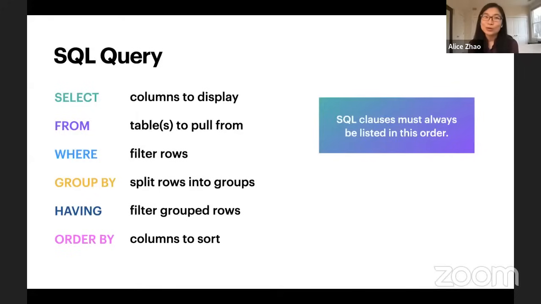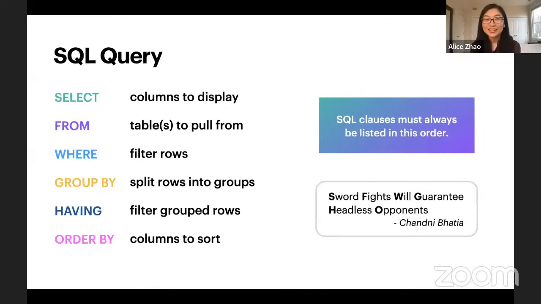And there's many ways to remember this order. I had a contest on LinkedIn a few months ago where I asked people to come up with their own mnemonic to remember this. And the winner, Chandni, she came up with this great mnemonic: sword fights will guarantee headless opponents. And that's select, from, where, group by, having, order by.